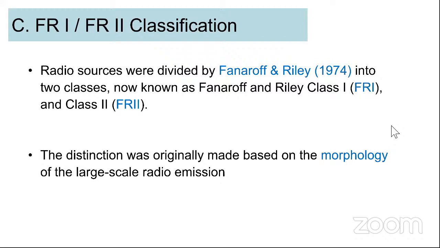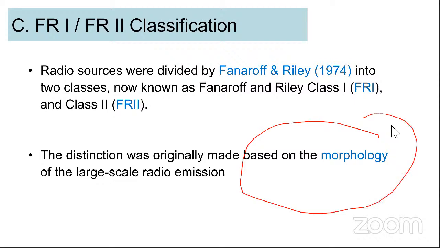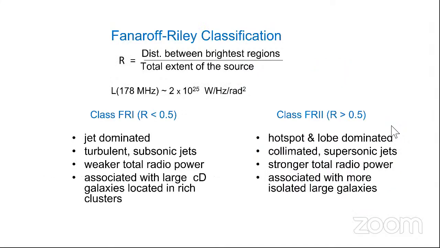And it is mainly based upon what? It is mainly based upon the morphology. There's nothing special about it. You see it, you put it FR1 or you put it FR2, but for sure you need to make some measurement. What are these measurements? Well, there's this ratio R, which is the distance between the brightest regions of your source relative to the total extent of the source. And that's a big problem. As I was asked, how do you define the limit of the Milky Way?